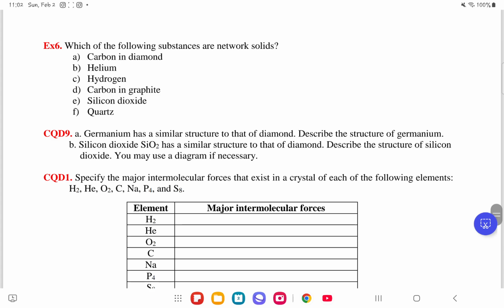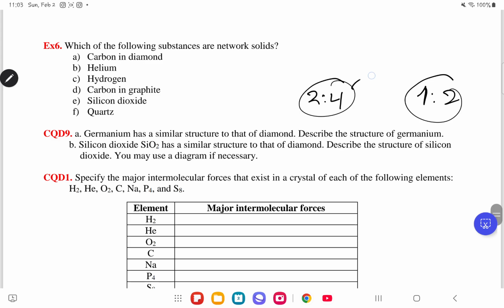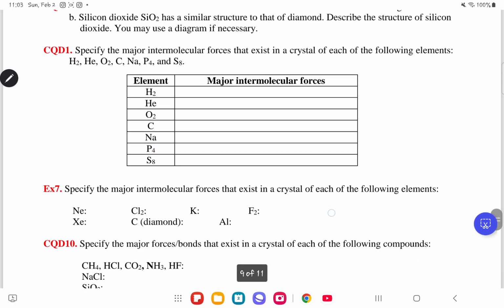Now, silicon dioxide, SiO2, has a similar structure to diamond. Describe the structure of silicon dioxide. You may use a diagram if necessary. Again, silicon dioxide is going to be a tetrahedral structure. Okay, so each Si is bonded to 4 oxygen, and each oxygen is bonded to 2 silicon. So it is 1 to 2 and 2 to 4, if you simplify it. Okay, so that's pretty much it for CQD number 9.